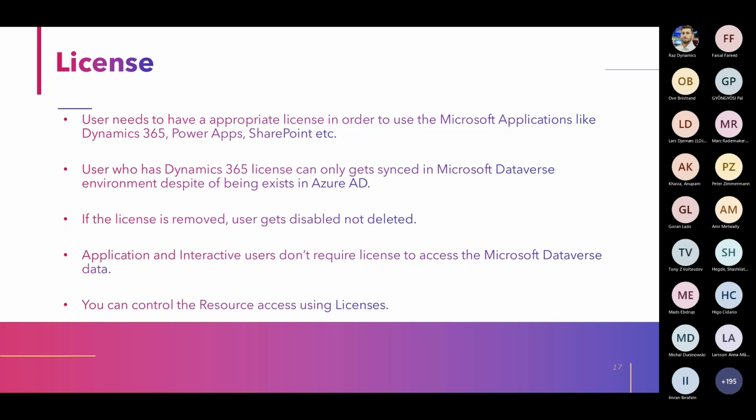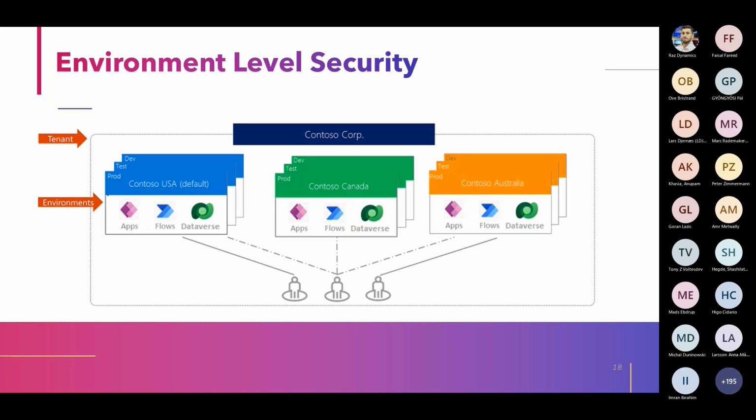Now, once I get the license, the second authorization point or security gate is the environment level security. What is the meaning of environment? An environment is basically a group, or you can say a container, of all the resources.